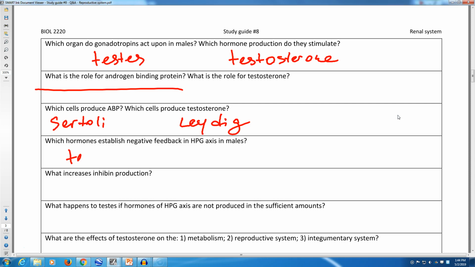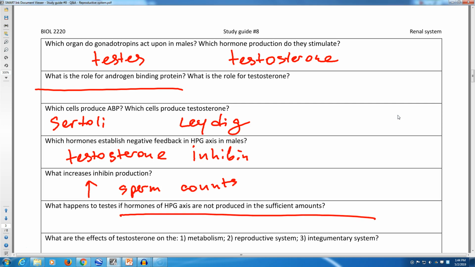2 hormones, testosterone and inhibin, establish negative feedback. Inhibin production is increased by increased sperm counts. If hormones are not produced in sufficient amounts, testes shrink.